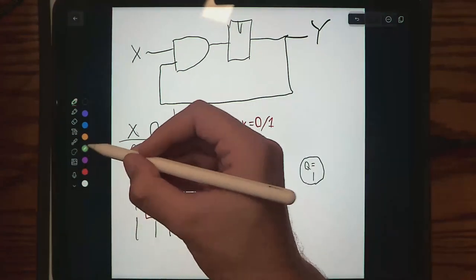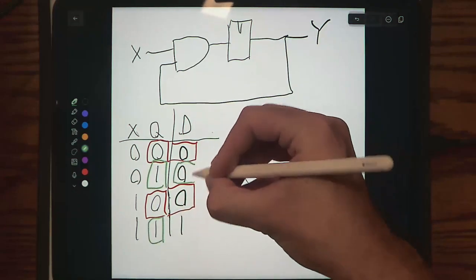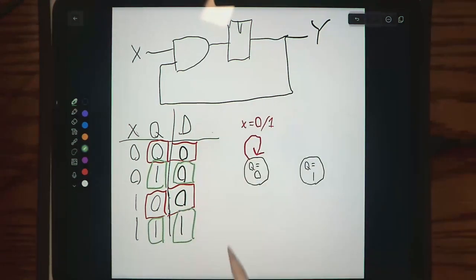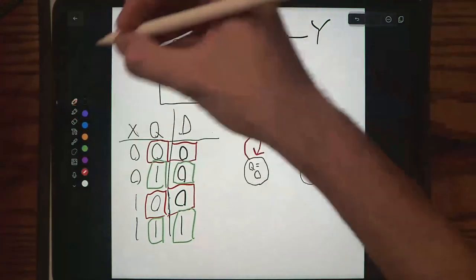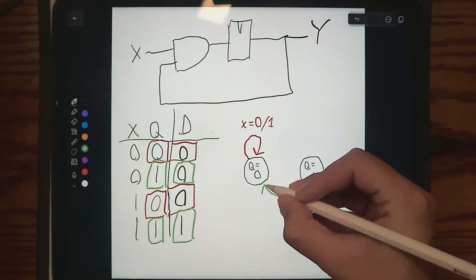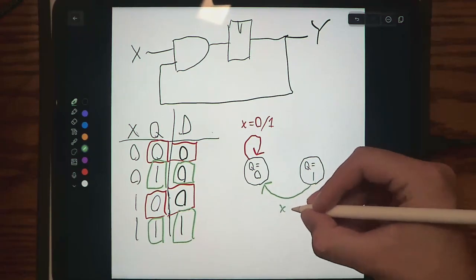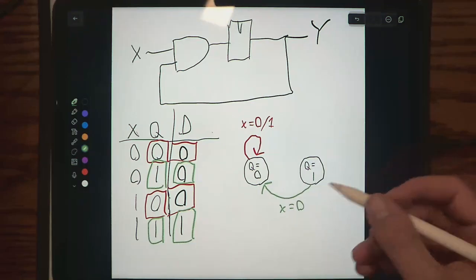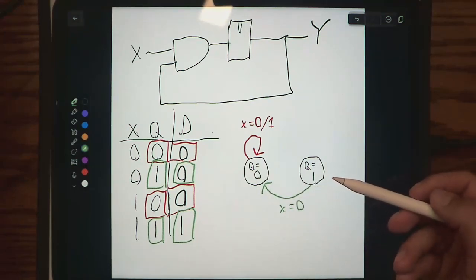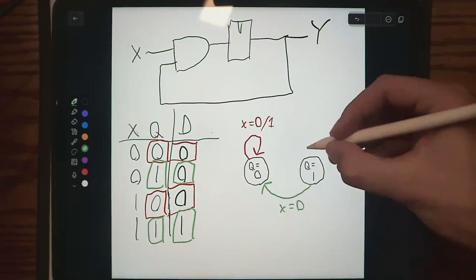And now let's see how that's different for when q is equal to 1. When q equals 1, it looks like, depending on what x is, we will transition to one or the other. What is the value of x which transitions us into the 0 state? Yep, 0. So when x equals 0, we transition to the 0 state. When x equals 1, what happens? Yeah, we stay at 1. Okay.